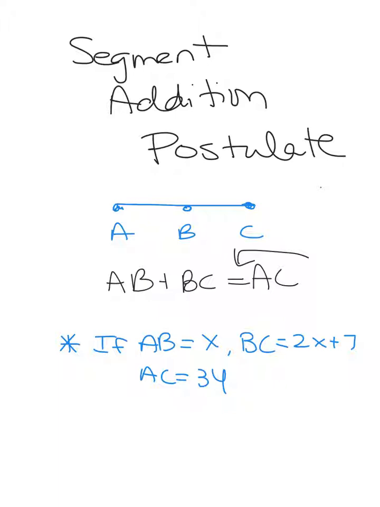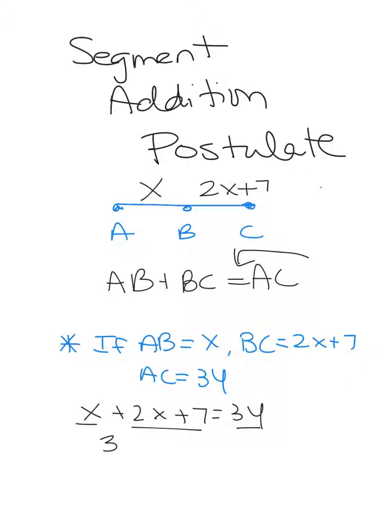Now here's an example use of that postulate. If AB is equal to X, and I'm always going to label my diagram, if AB is equal to X and BC is equal to 2X plus 7, and I know the whole thing is equal to 34, I can set up an algebraic equation. So I have X plus 2X plus 7 is equal to 34. Now again, two small segments equal my big piece. So now I just solve it algebraically.